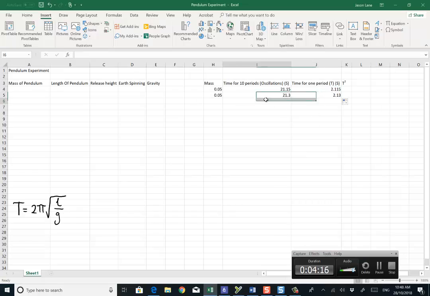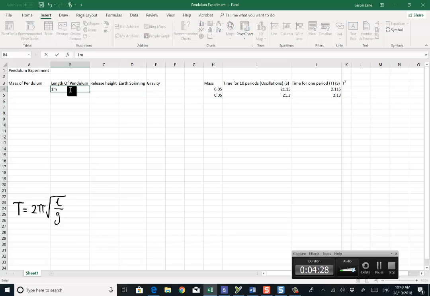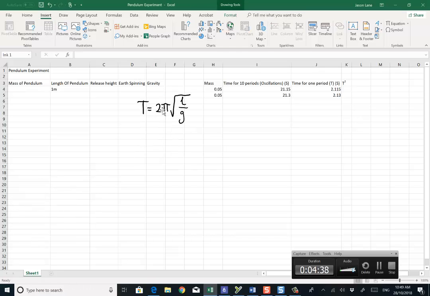So if I switch over here, you can see that they're pretty much the same. In fact, if I did this 5 or 6 times, the period would be pretty much the same, around 2 seconds. And our length of pendulum in this case was 1 meter. The release height we kept constant, and the Earth's spinning. So gravity we're going to work out using this equation down here. This is the pendulum equation.